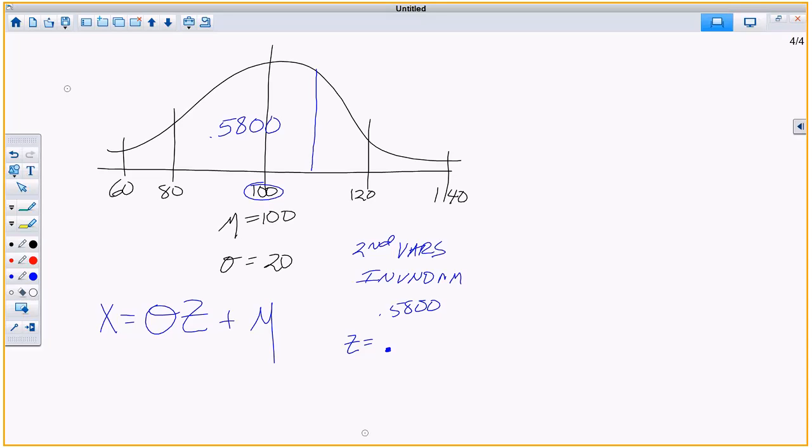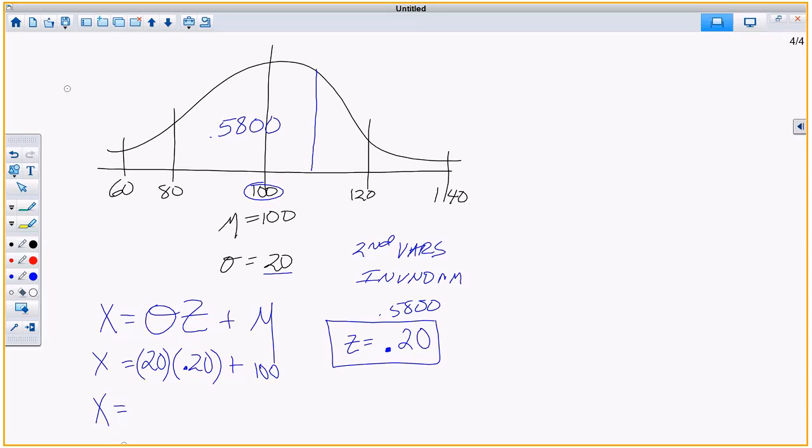I like to hear an answer that doesn't go down at the end. 0.2. 0.2019. That's good. All right, so that goes right here. Okay, what goes right here? The 20. And 100. Now somebody take your calculator and crank this out.